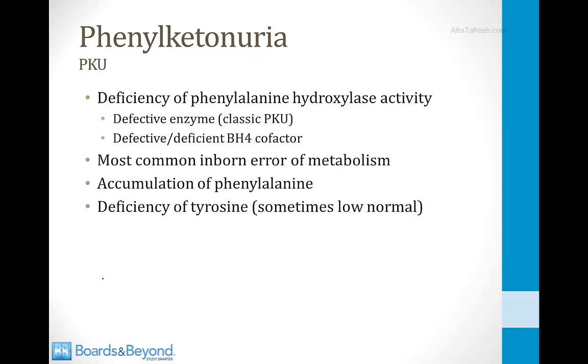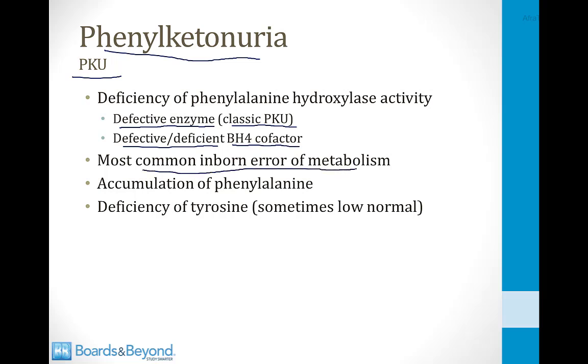If you are deficient in the enzyme phenylalanine hydroxylase, you will be unable to effectively convert phenylalanine into tyrosine, and that will cause a condition called phenylketonuria, which is often abbreviated PKU. This classically results from a defective enzyme phenylalanine hydroxylase. That's called classic PKU. You can also develop this if you have a defective or deficient BH4 cofactor. We'll talk more about that in a minute. This is the most common inborn error of metabolism in humans.